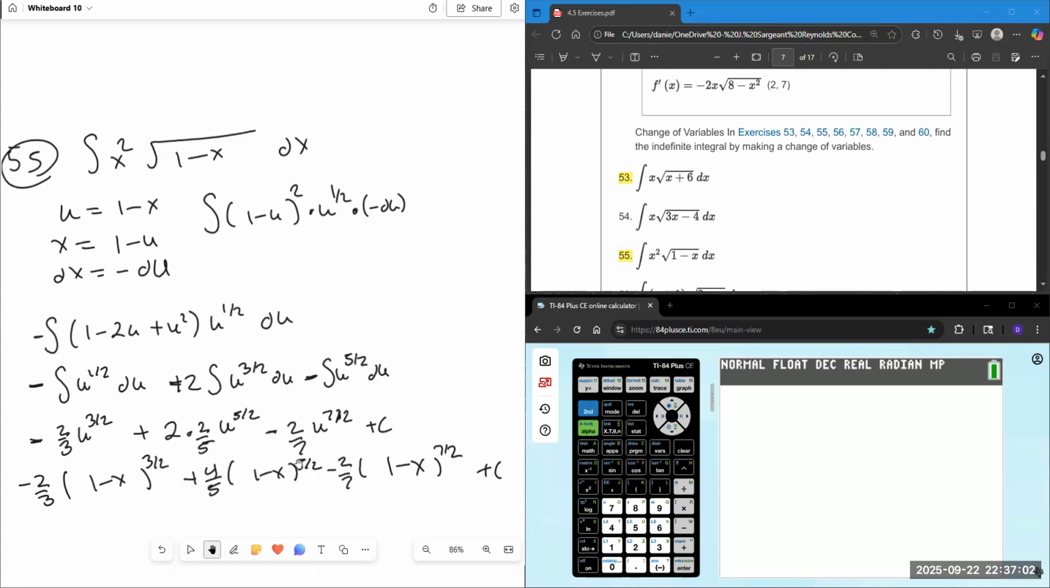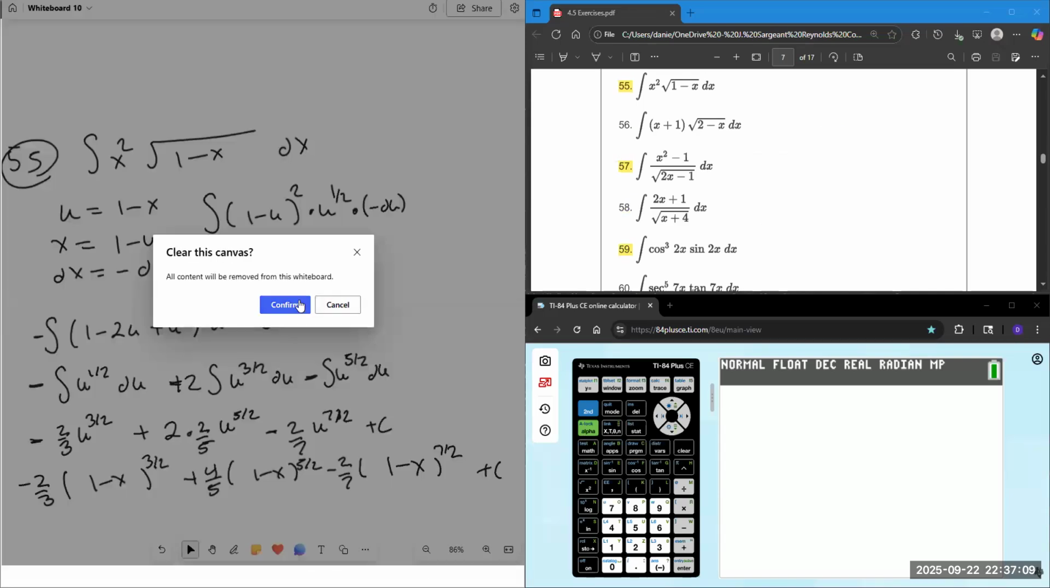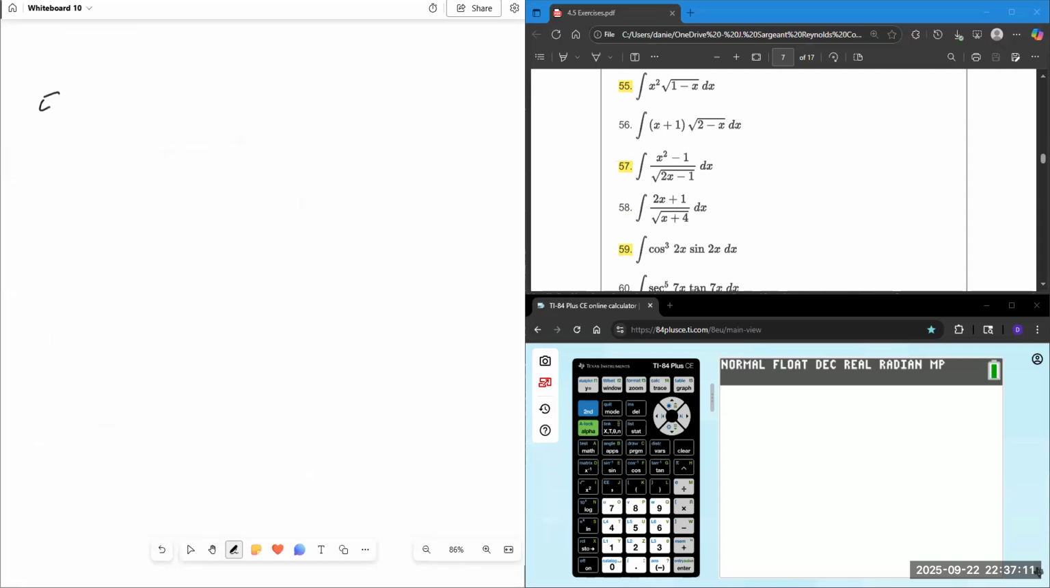What's the next one? Number 57. Number 57 says integral of x squared minus 1 over root 2x minus 1 dx.